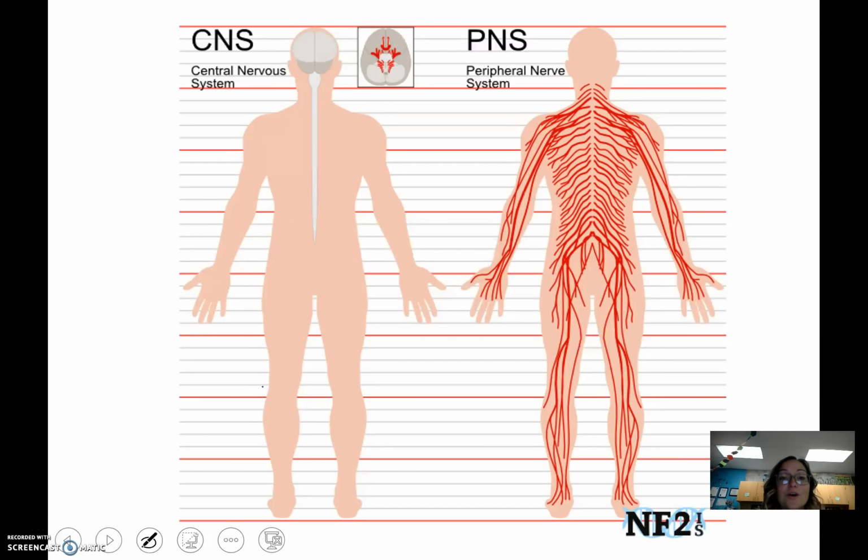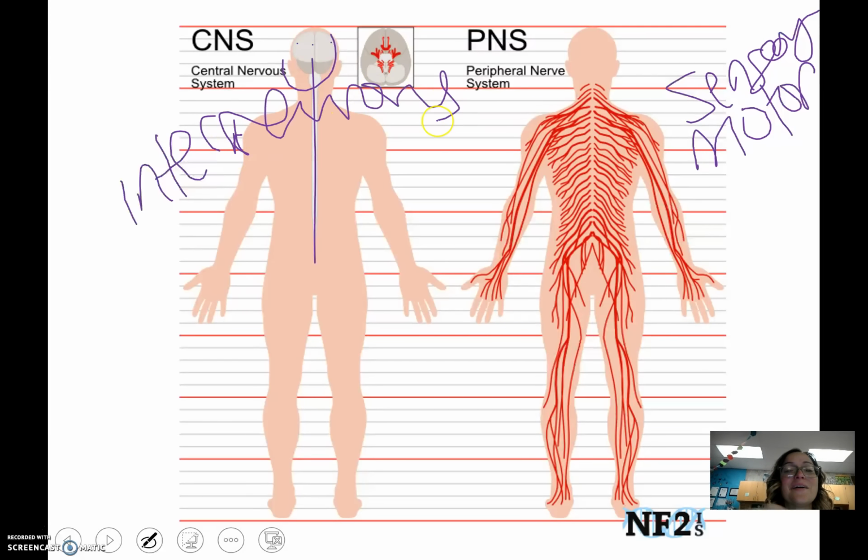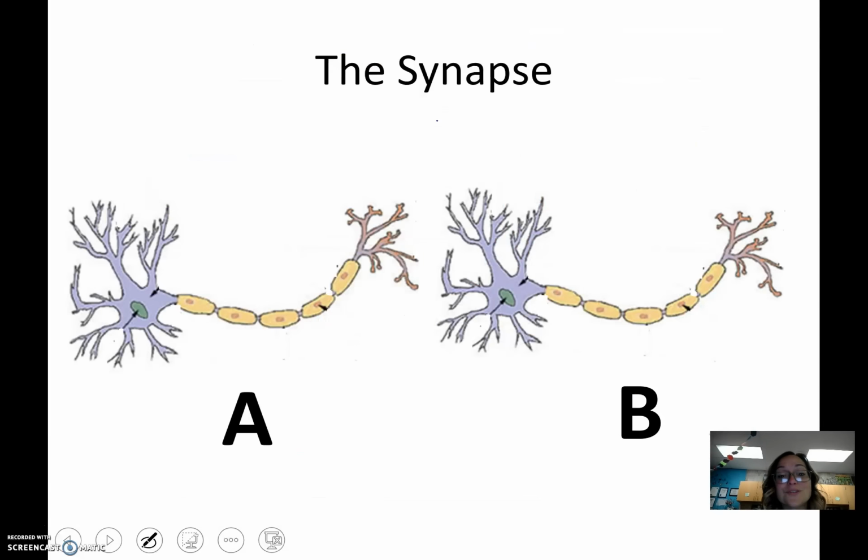Okay, so then when we look at our different types of neurons, we can actually divide our nervous system into two groups. So you have your central nervous system, which is going to be your brain and your spinal cord, and then you have your peripheral nervous system, which is everything outside of your brain and spinal cord. And these red lines, the peripheral, is made out of motor and sensory neurons, and then your central nervous system is made out of your interneurons.